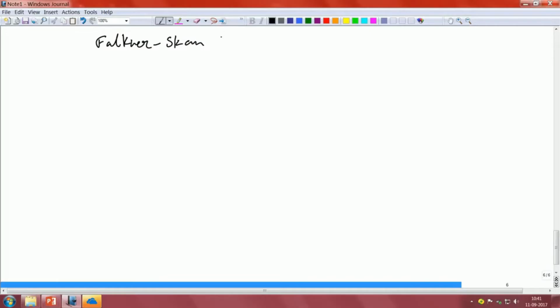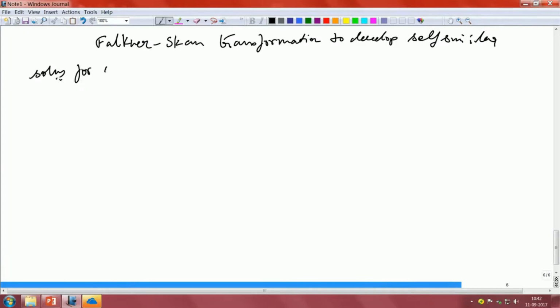of solutions. It's basically the Falkner-Skan transformation to develop self-similar solutions for wedge flows. Okay. So the solutions can be of different types.